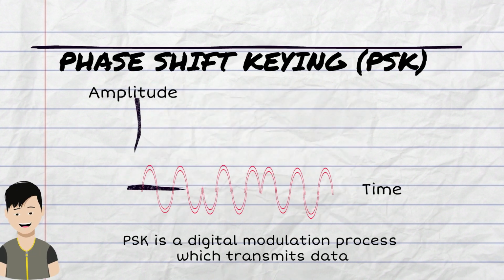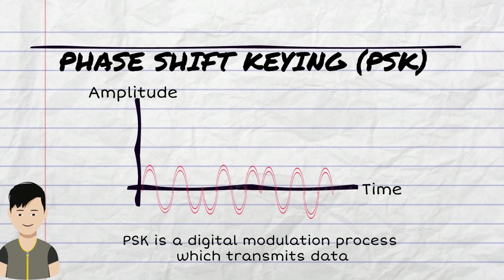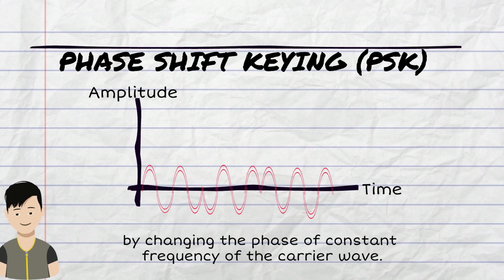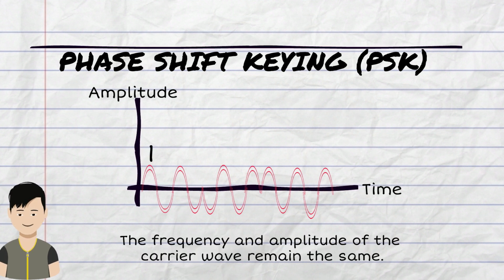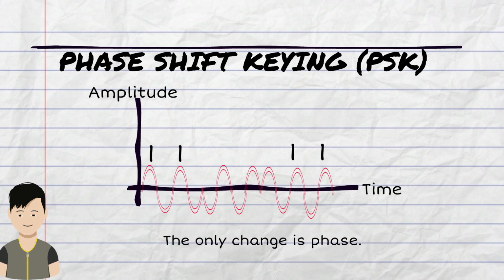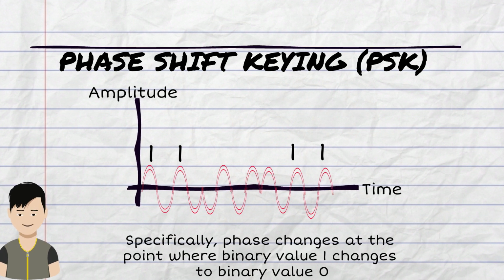PSK is a digital modulation process which transmits data by changing the phase of the constant frequency carrier wave. The frequency and amplitude of the carrier wave remain the same. The only change is phase. Specifically, the phase changes at the point where binary value 1 changes to binary value 0.